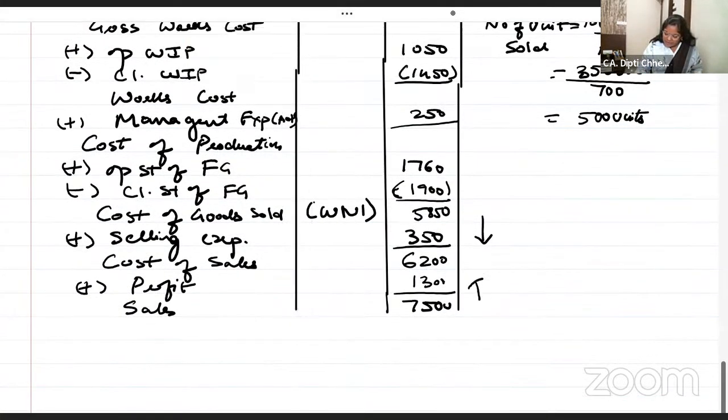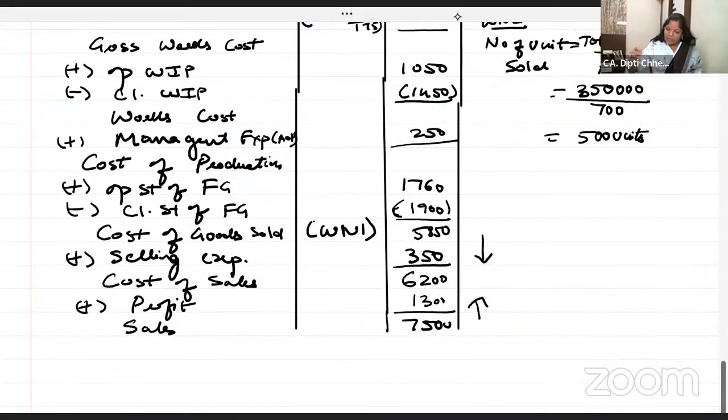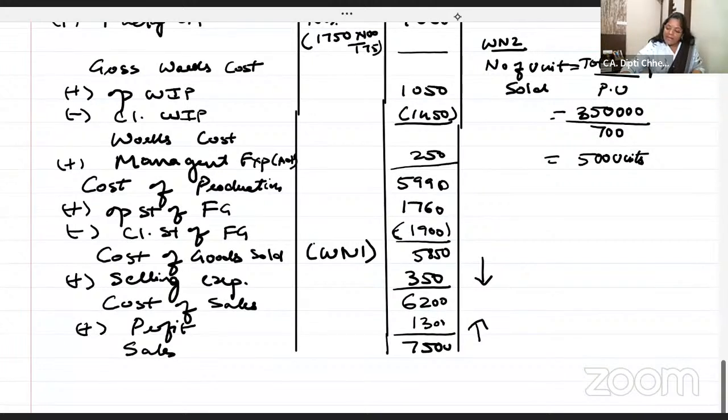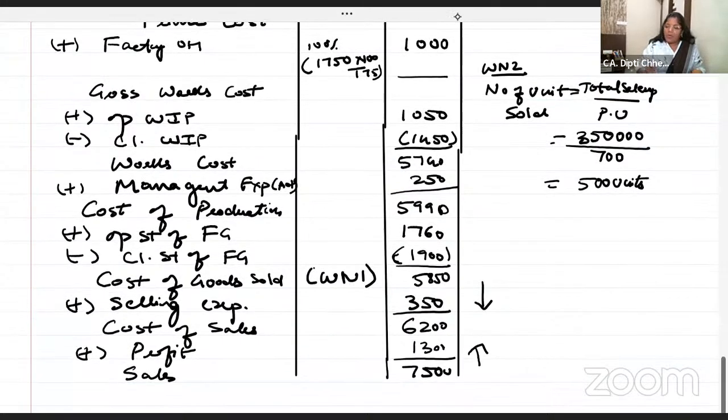So we got this as the balancing figure, profit. Now can we go up and complete? 5850 plus 1900 minus 1760 is 5990. Minus 250. Keep the calculator on so that you are saving time. 5740. Now don't type 5740 again.